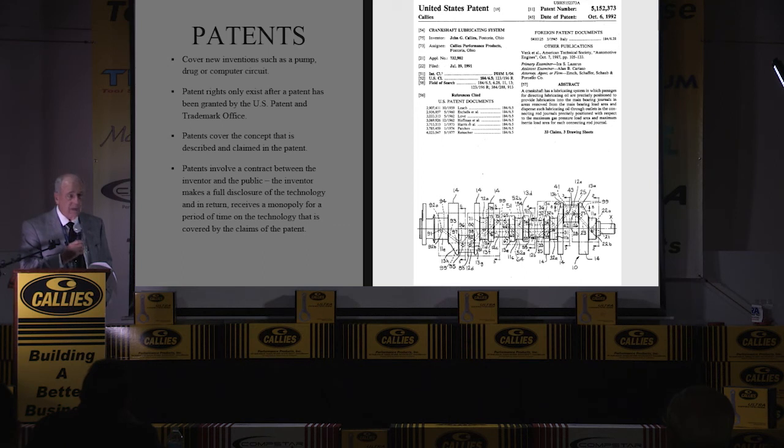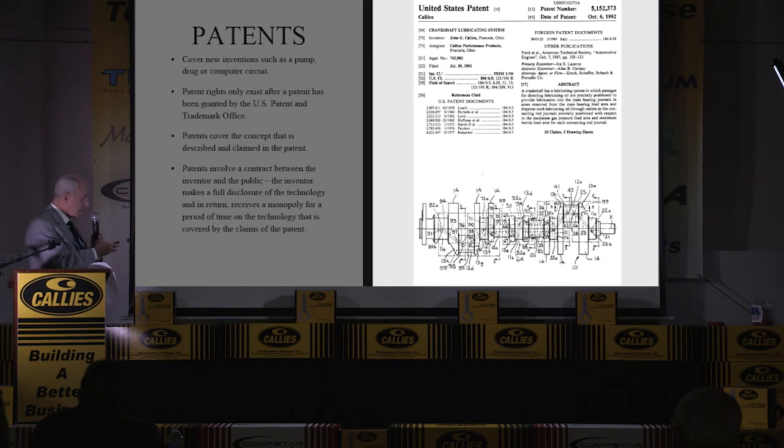The patent is a contract between the inventor and the U.S. government. The inventor discloses the concept in great detail, and in exchange for that disclosure, you get a patent, hopefully, that gives you a limited monopoly for a period of time.